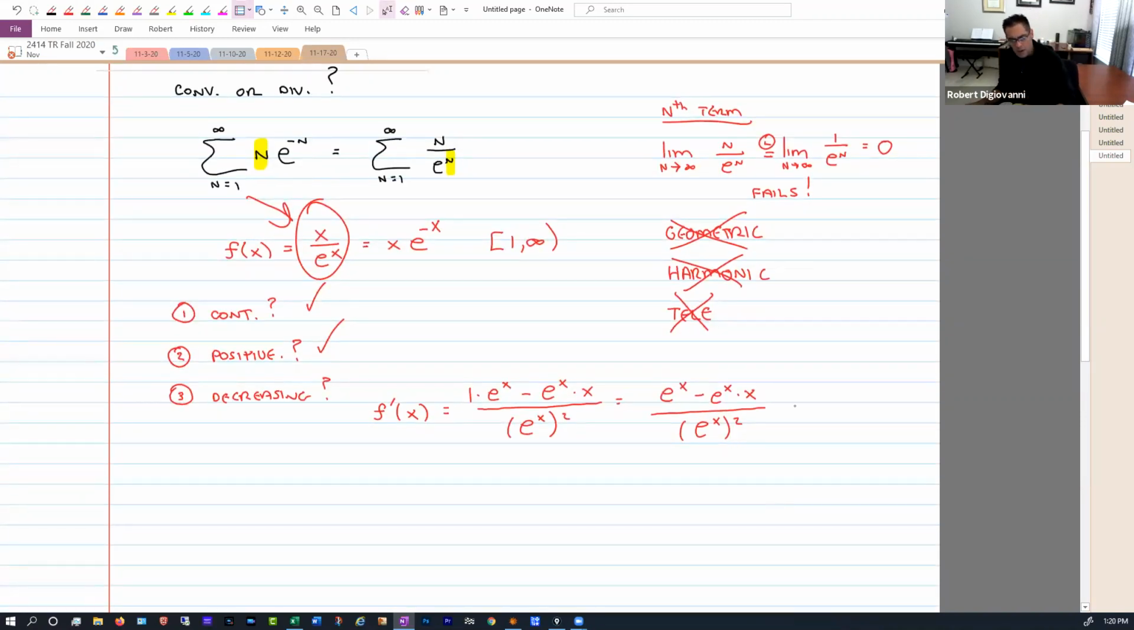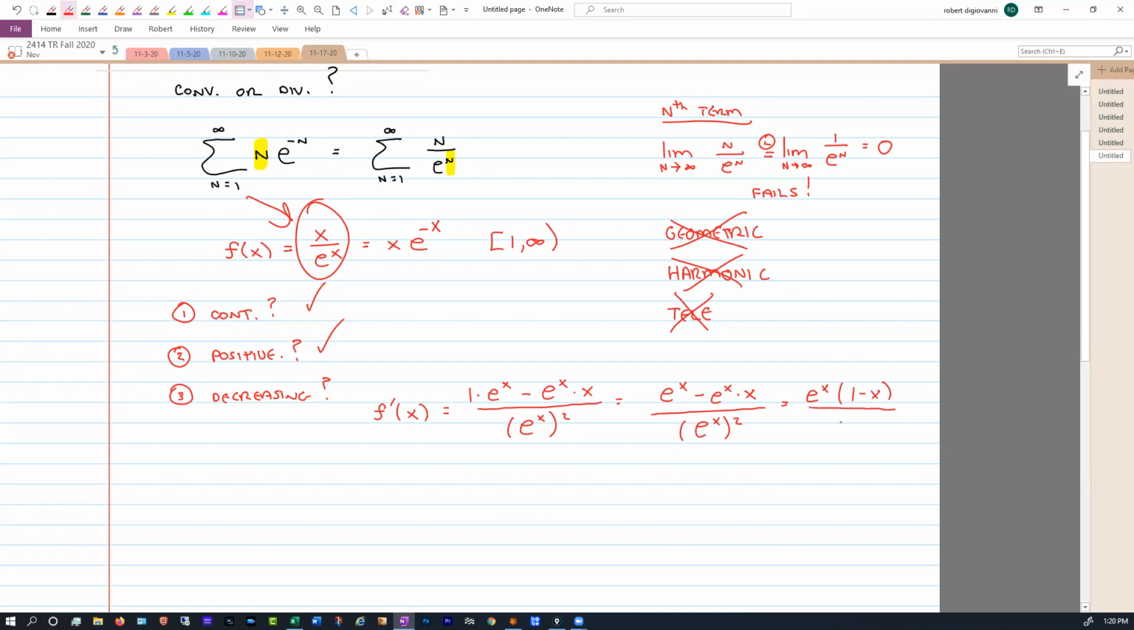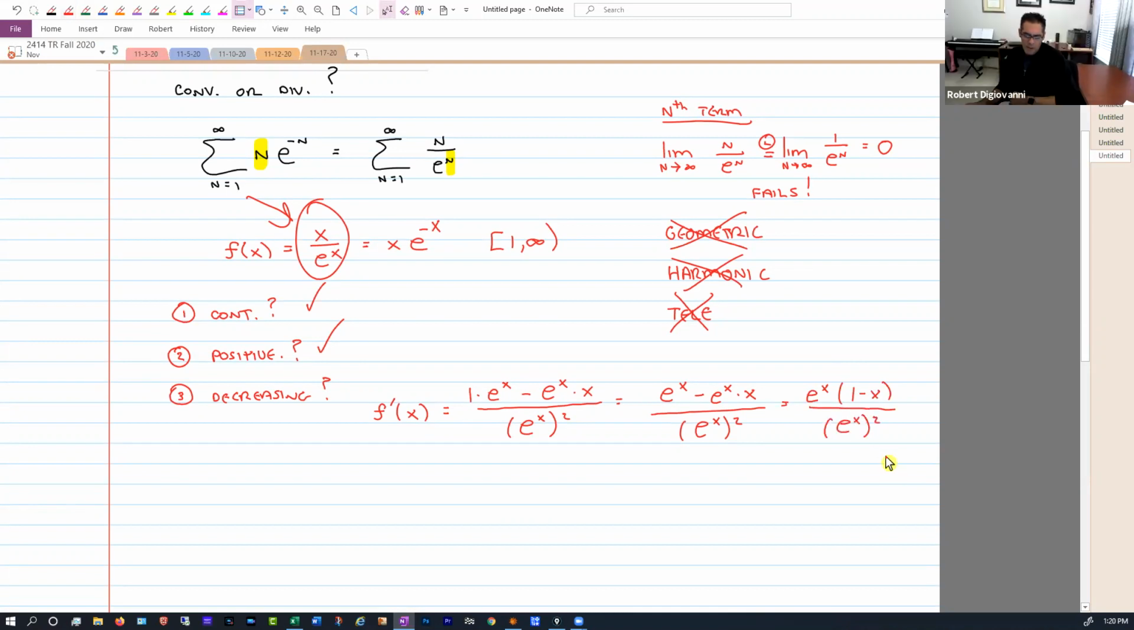Okay, one more thing here. I'm going to factor out e to the x at the top. And now I'm just going to think about this. The denominator is always positive because anything squared is going to be positive, right?